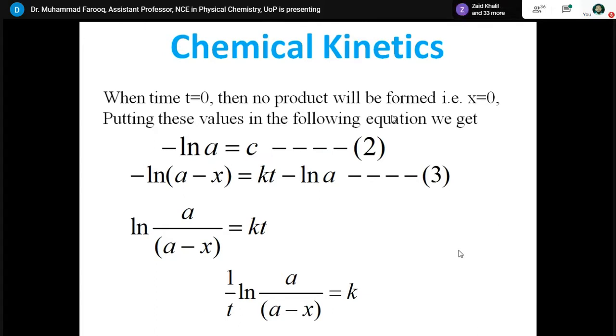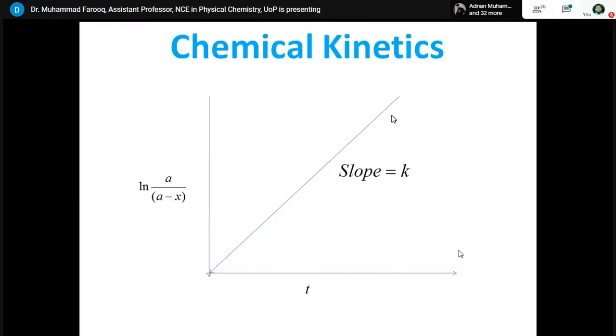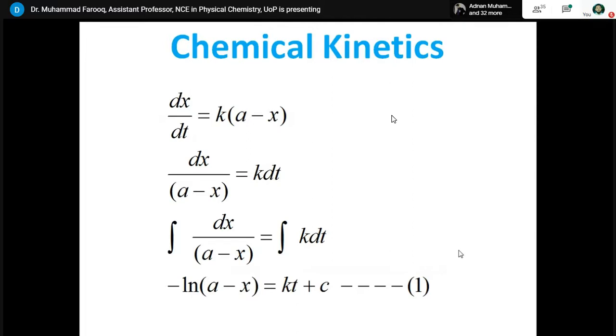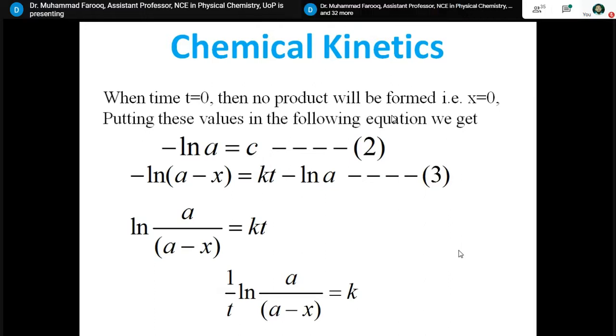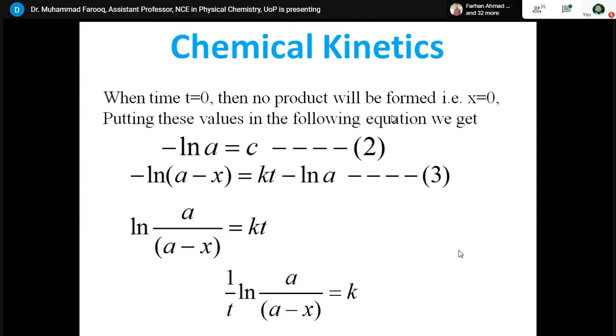Yes sir. Now put this equation in the first one. So minus log of a minus x is equal to kt plus c. Instead of c, we will put minus log of a. Can we write or not? Exactly. Instead of c, we will put minus log of a. So minus log of a minus x is equal to kt minus log of a. If we rearrange this, log of a divided by a minus x is equal to kt, or k is equal to 1 over t times log of a divided by a minus x. Is this clear or not?